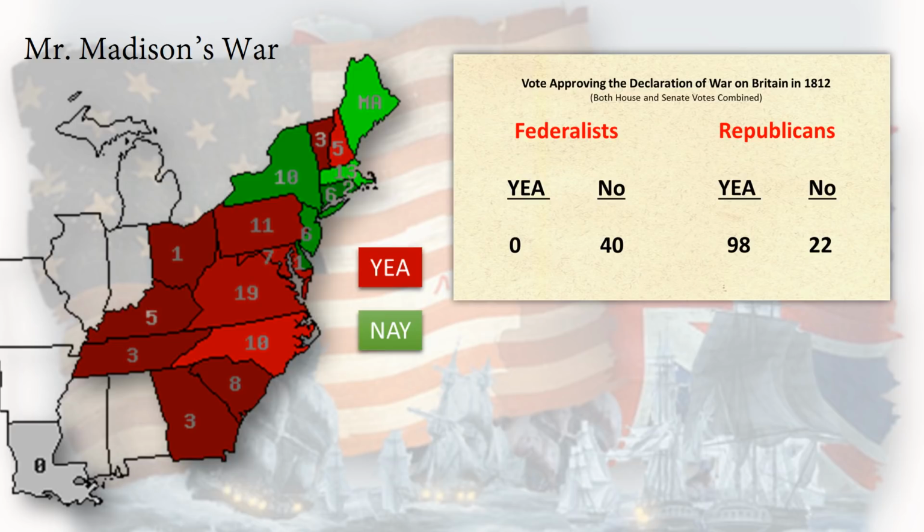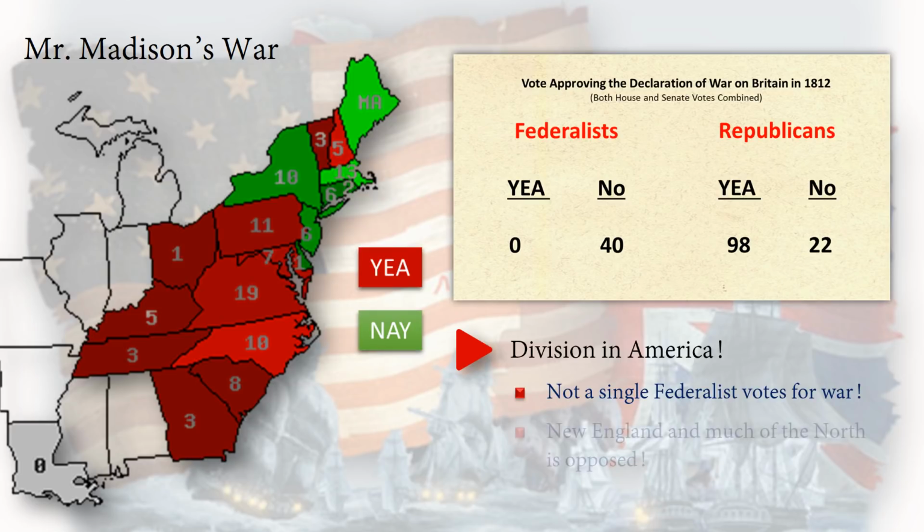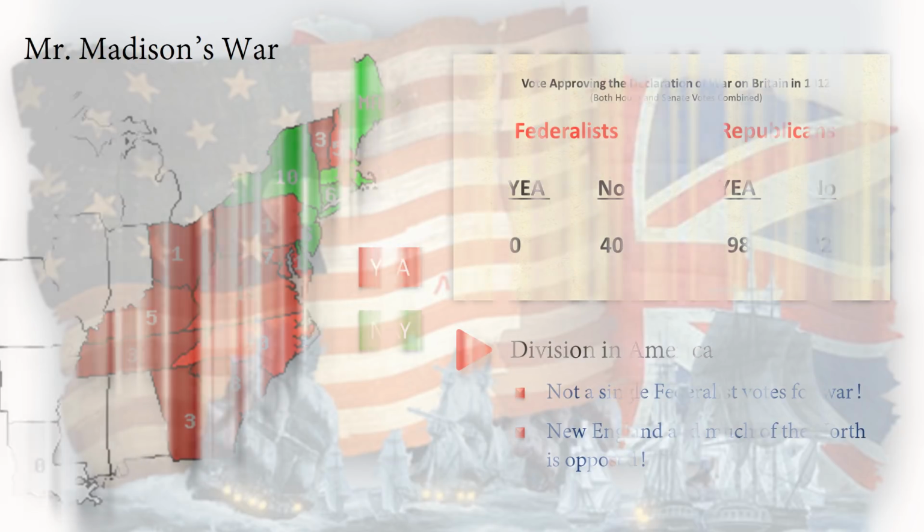So this is a breakdown. It's not just by party, it's regionally as well. Not a single Federalist voted for it. New England and much of the North is opposed, whereas the West and the South are in favor. Why is this? It's because the West and the South, they're the ones that want to deal with a lot of the so-called Indian problems. And New England, they're the ones whose lifeblood is maritime trade with Europe. They would stand to lose a lot if the United States went to war with England.